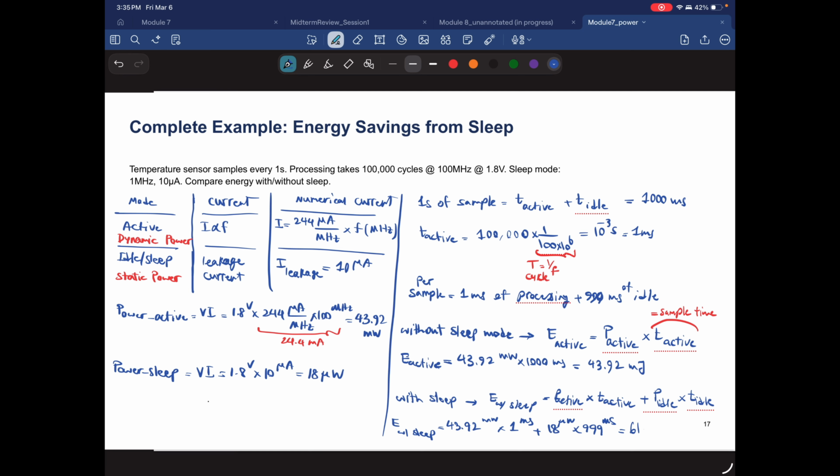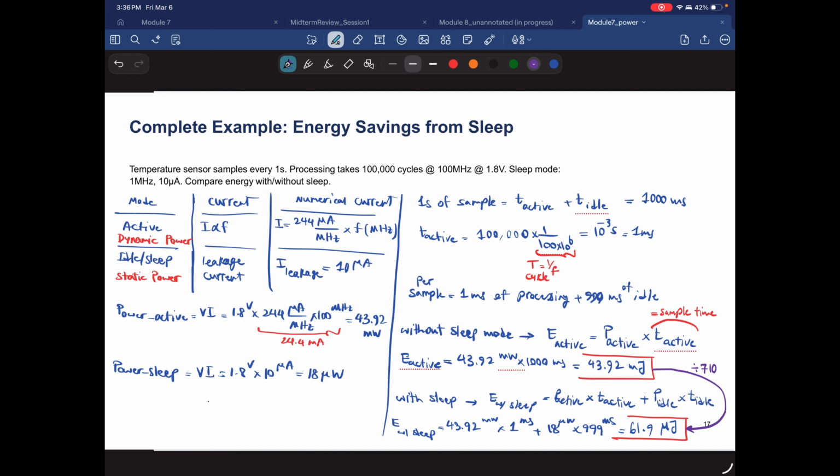This is 61.9 microjoule. So we went from 43.92 millijoule to 61.9 microjoule. If we do the ratio, 43.92 multiplied by 1000 over 61.9, between these two is almost 710 times less energy.